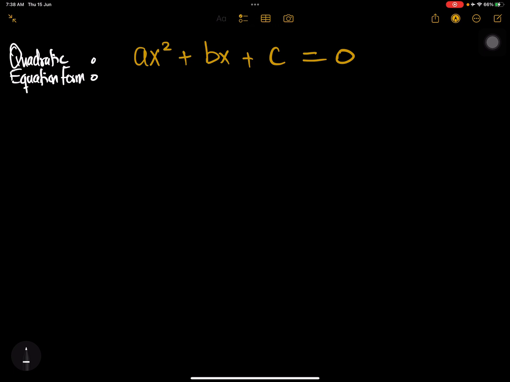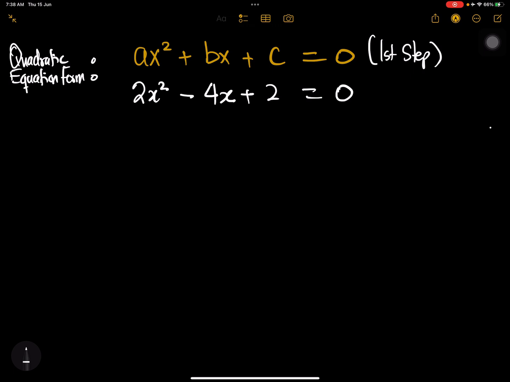Now, the question we are being given here is 2x squared minus 4x plus 2 equals 0. So if you get a problem, the first step is to write the quadratic equation form, ax squared plus bx plus c equal to 0. Then the second step is to write the question. What's the question? You write the question. That's the second step.